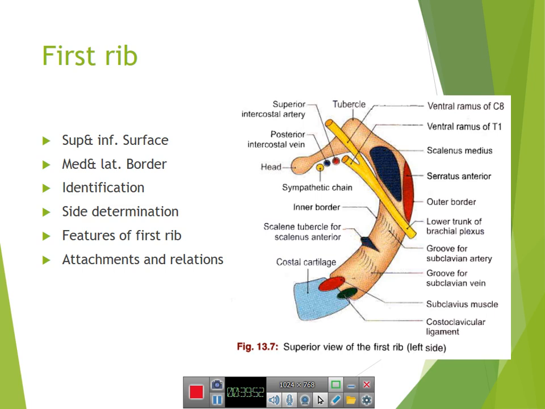Another point about the attachments and relations of the first rib is the neck superiorly.